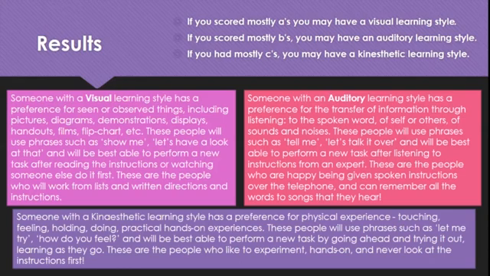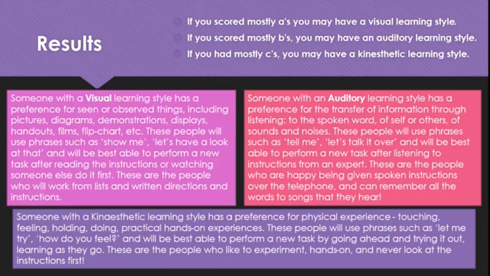So now let's look at the descriptions. Who are actually visual, auditory, and kinesthetic learners? The visual learning style: someone who has it has a preference to see or observe things. They like pictures, diagrams, demonstrations, any kind of displays and handouts. Films and flip charts are the best things for them to study. In order to learn something, they need to see that thing with their own eyes. These people will use phrases such as "show me" and "let's have a look at that," and will be best able to perform a new task after reading the instructions or watching someone else doing it first.